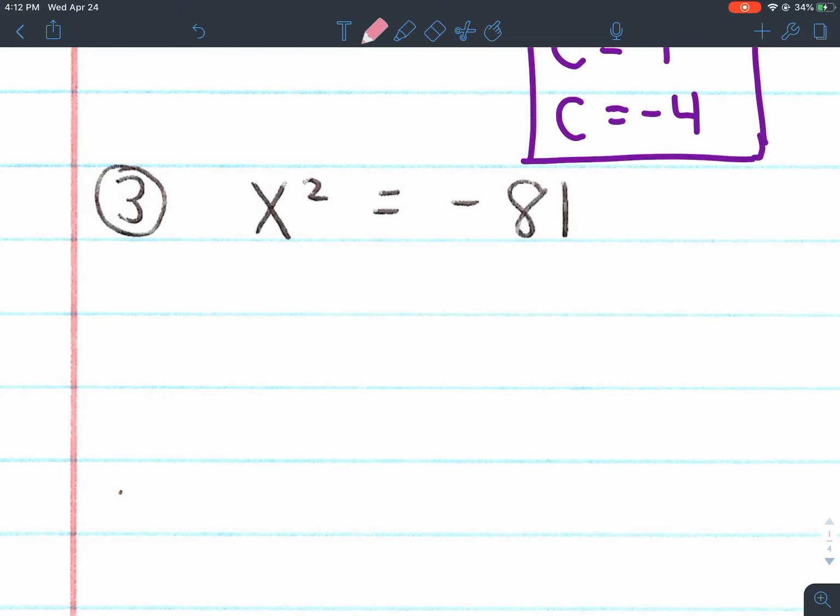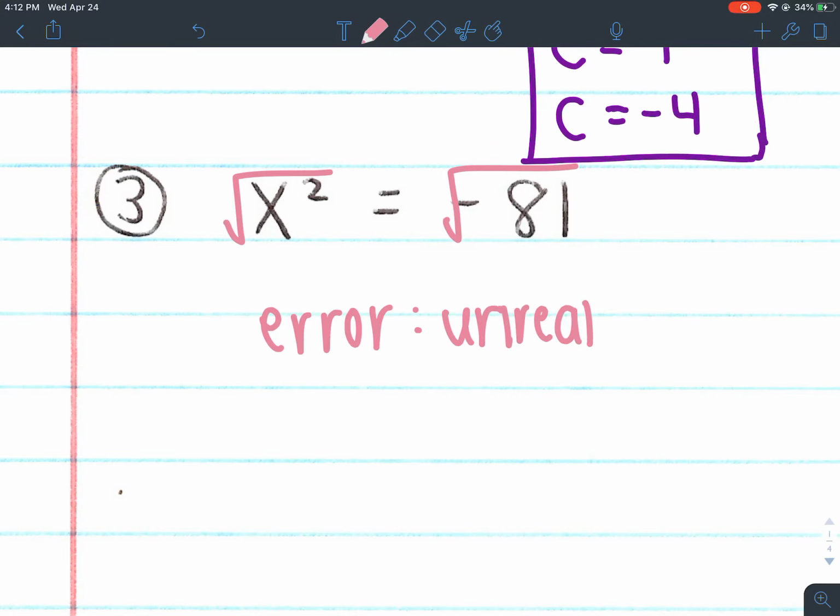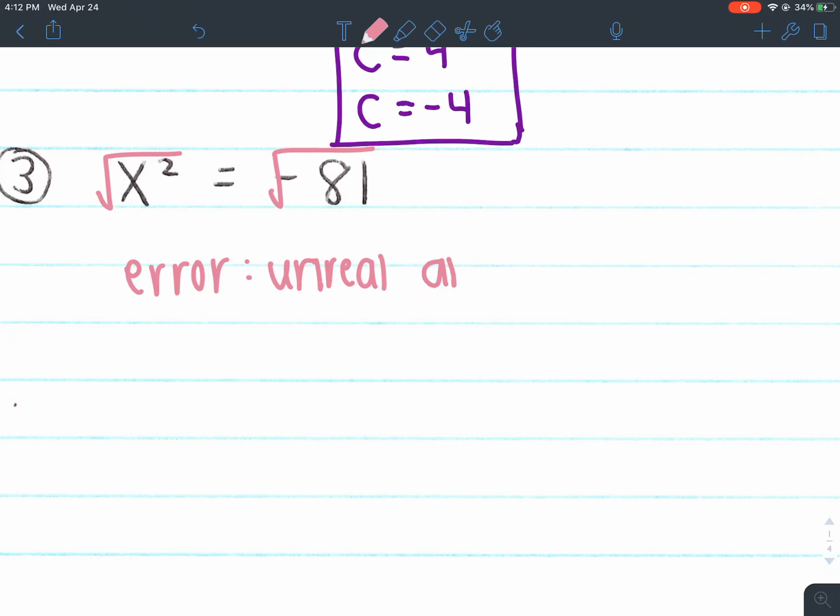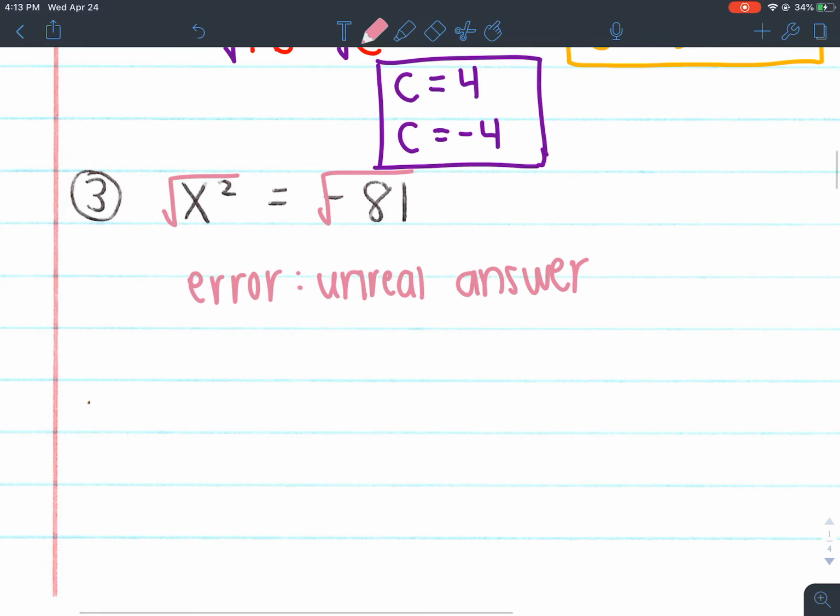Let's move on. Number 3. So number 3, x squared is already by itself, so I'm good. All I really need to do is square root. And if I square root this, what happens? I get an error. It says unreal answer in your calculator. Go ahead and try that if you have a calculator. You can even try it on your iPhone. Oh, I have to rotate my phone. I'm not going to do it. It's probably going to give me an error. All right, so it's an unreal answer. So in that case, I actually have no solution.